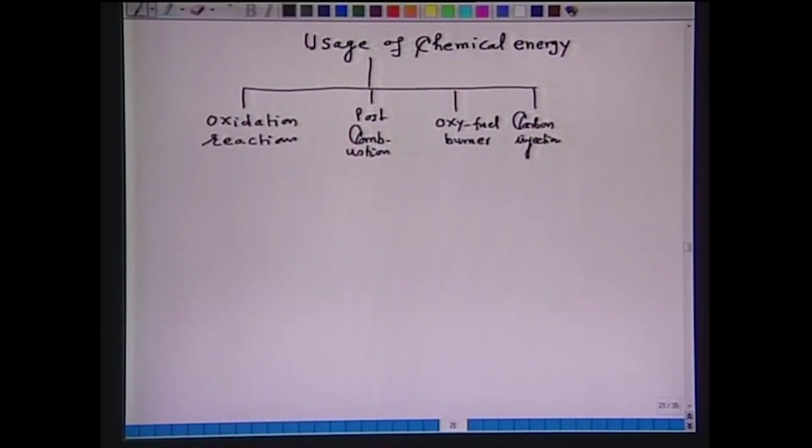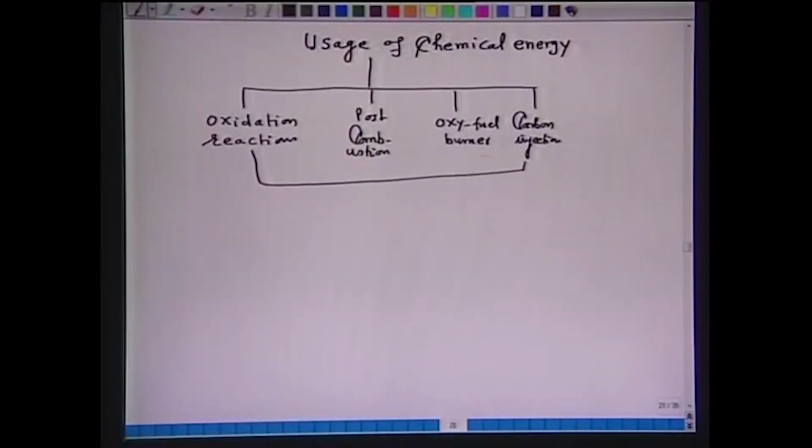Now, all these technologies require oxygen in order to derive the chemical energy, because chemical energy means what? You carry out a chemical reaction, and that chemical reaction must be exothermic in nature. When the reaction is exothermic, heat will be available to you. So, all these different facets of chemical energy require a system for oxygen injection.